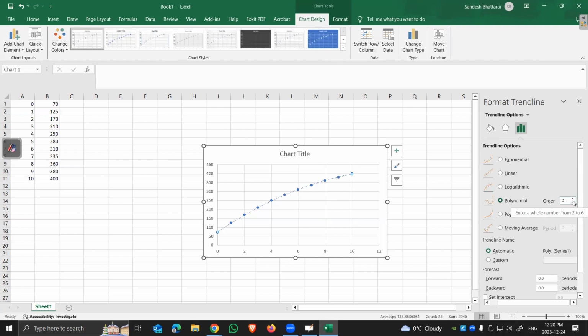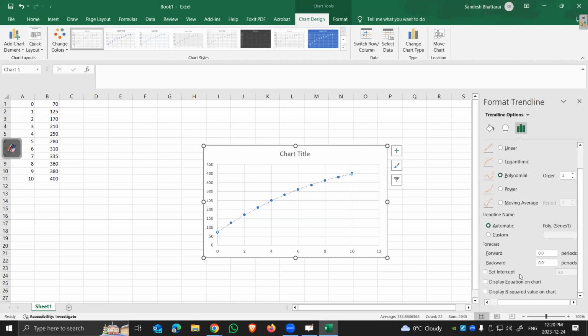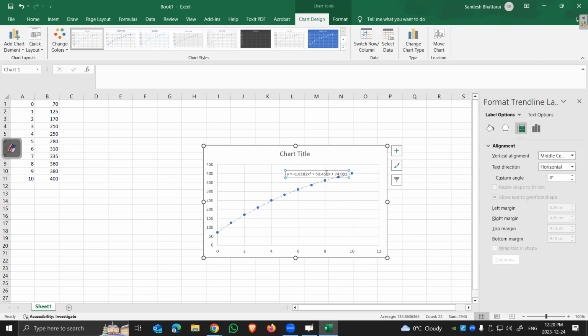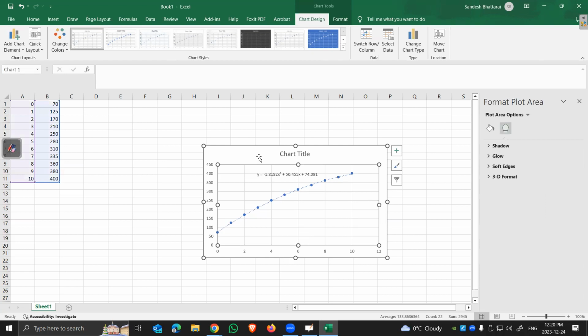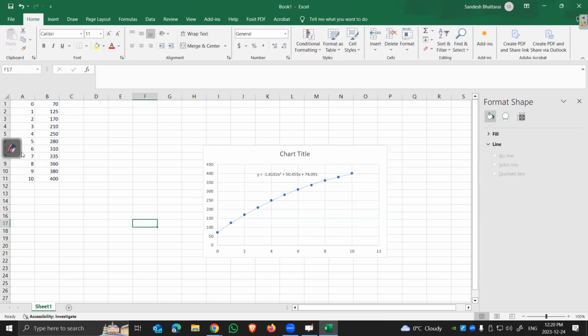If you want a cubic function, you go order 3. If you want a quartic or x to the 4, you go order 4. But here we're going to stick with order 2. Going to go down here, and this is what we need. Display the equation. And boom, that's our quadratic model right there. That makes sense? That's our function, and that's how to get this.